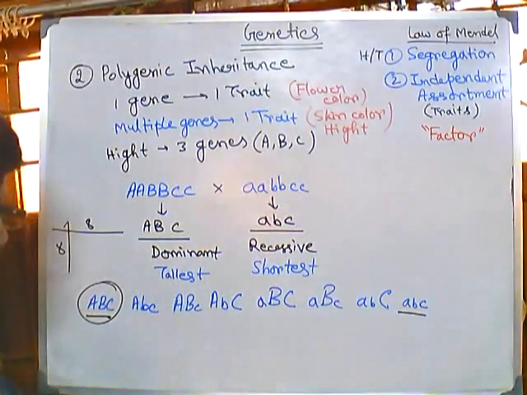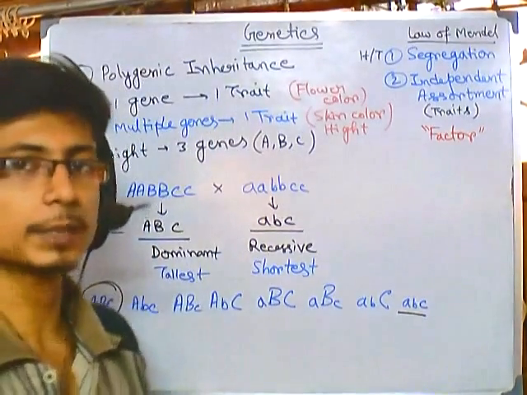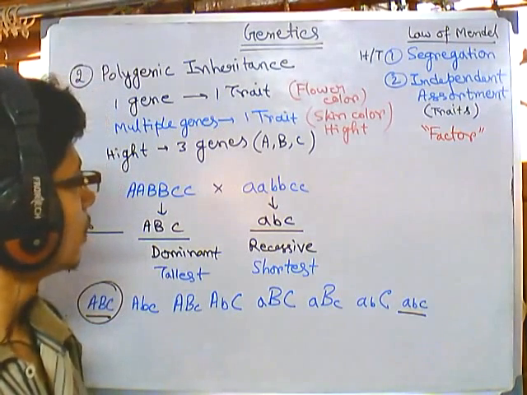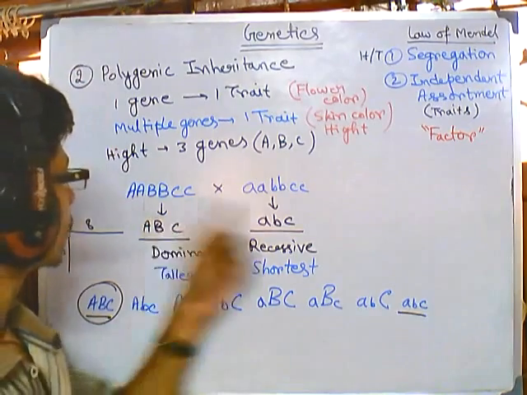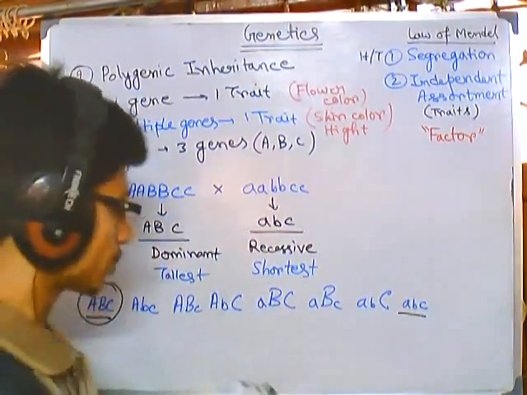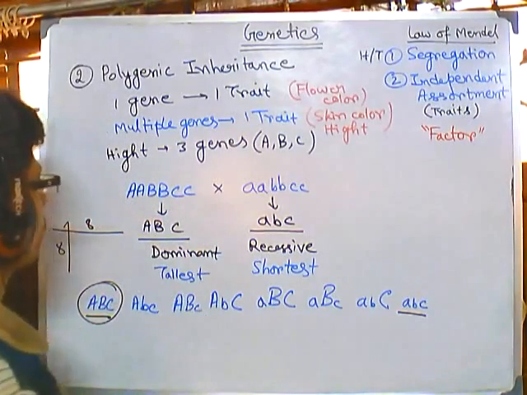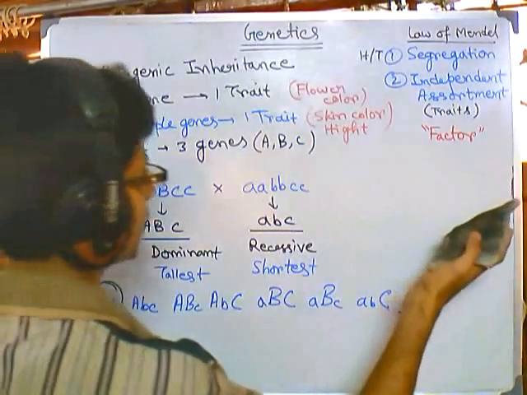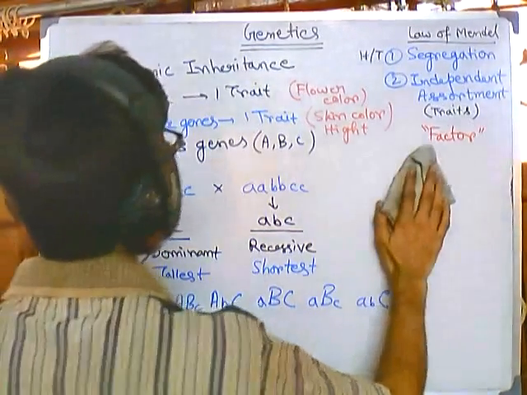Okay, so let's draw the Punnett square. Actually, I won't draw it. Instead, we will make the combination of that. We'll be using probability to figure it out. So let's figure it out. We are having caps A, caps B, caps C from there. Let's draw it, it will be better if I draw the Punnett square. Okay, so I'm erasing this part.